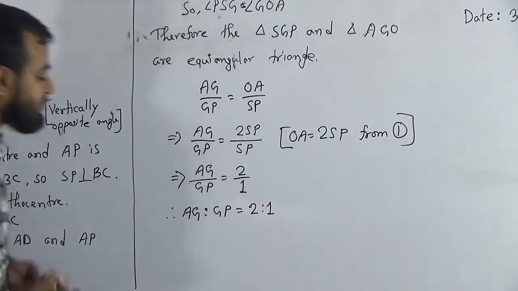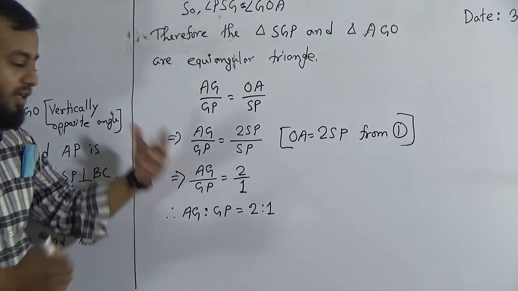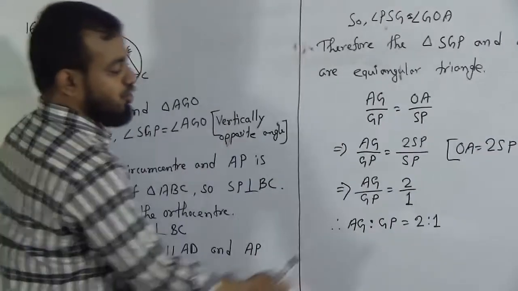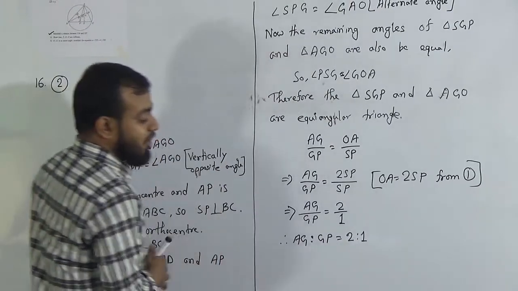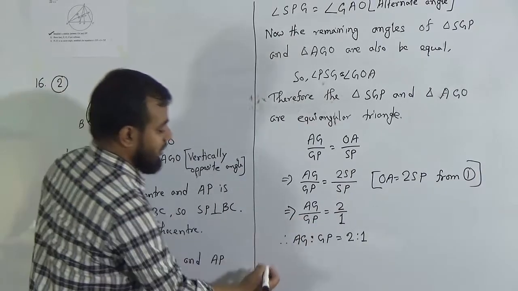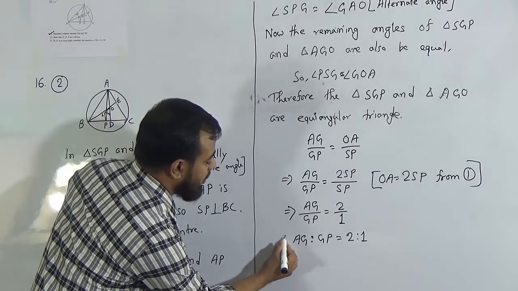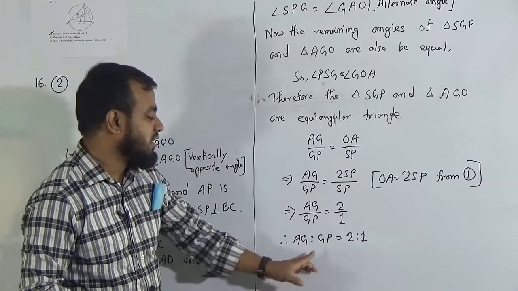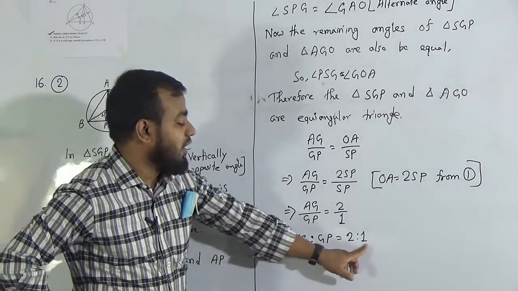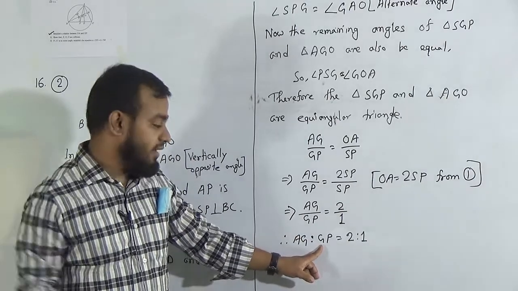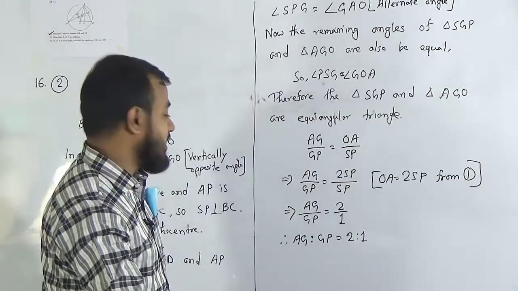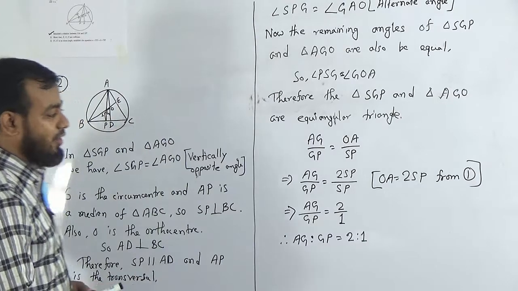So my dear students, the point G divides the median AP into the ratio 2 is to 1. That's why G is the centroid and G, S and O are collinear. You can write down this one in your copy by arranging the language. That means S, G and O are situated on the same line. Okay, I hope you have understood.